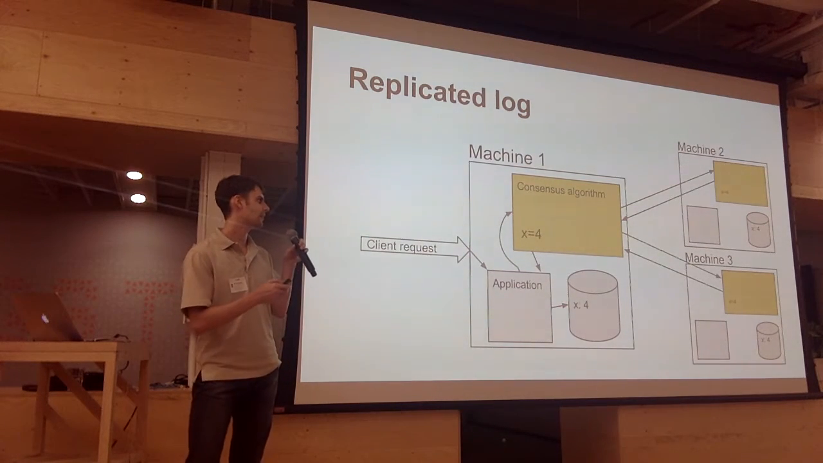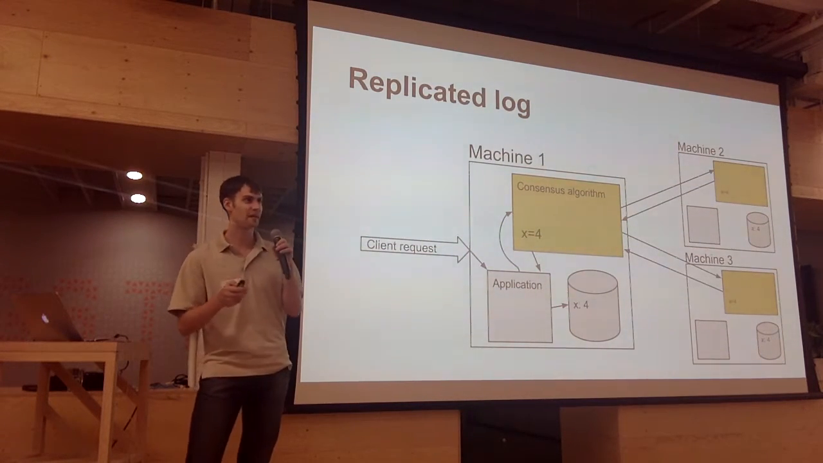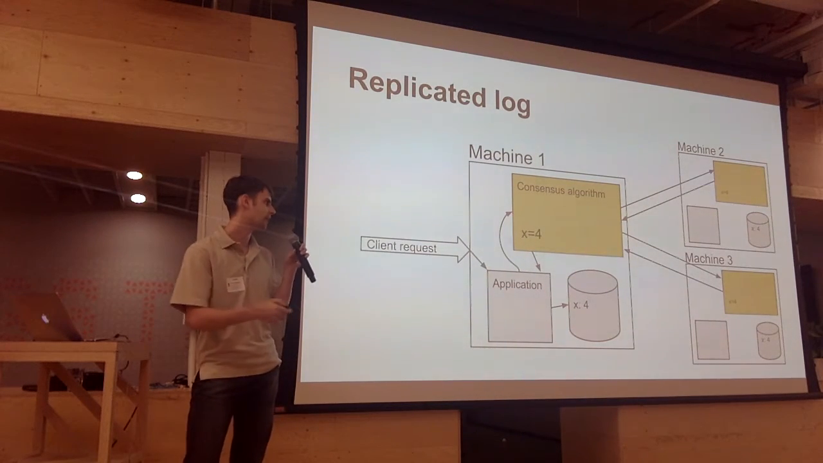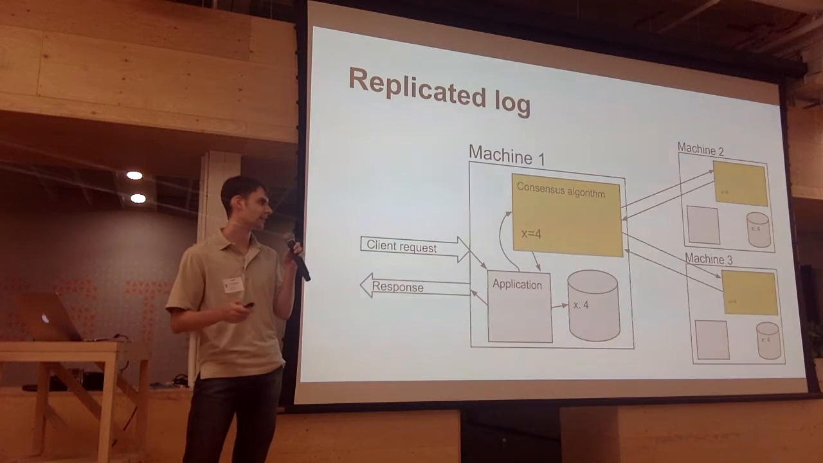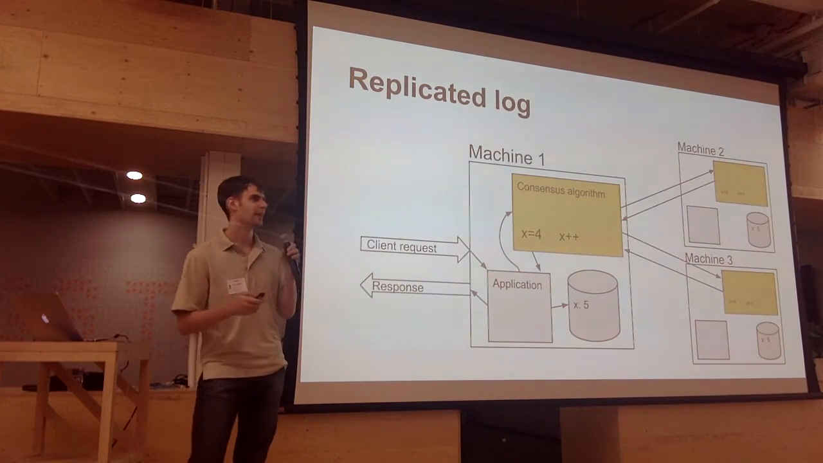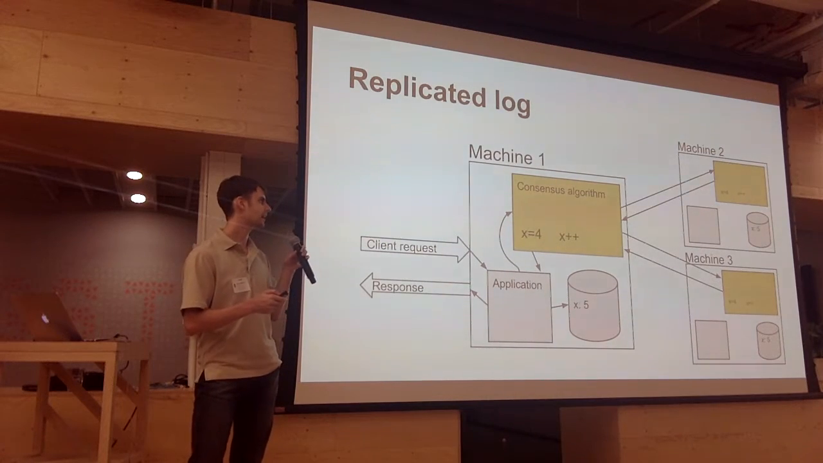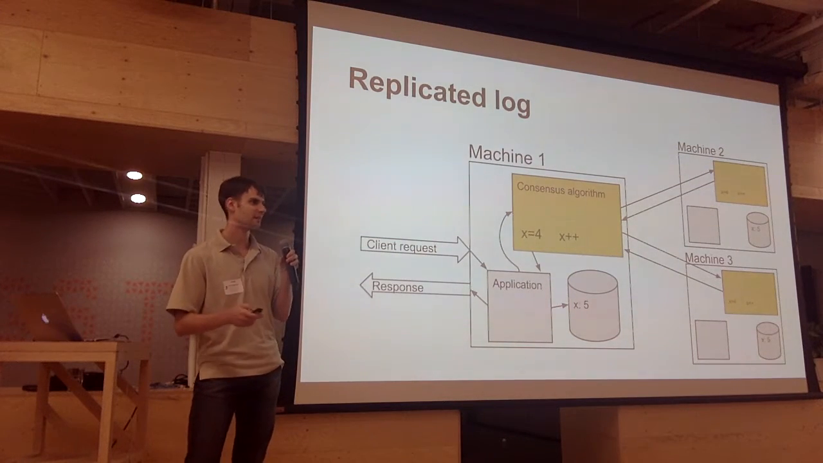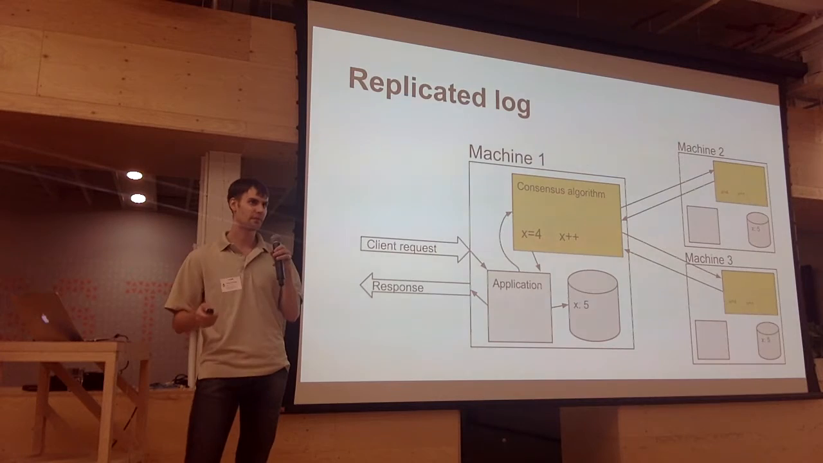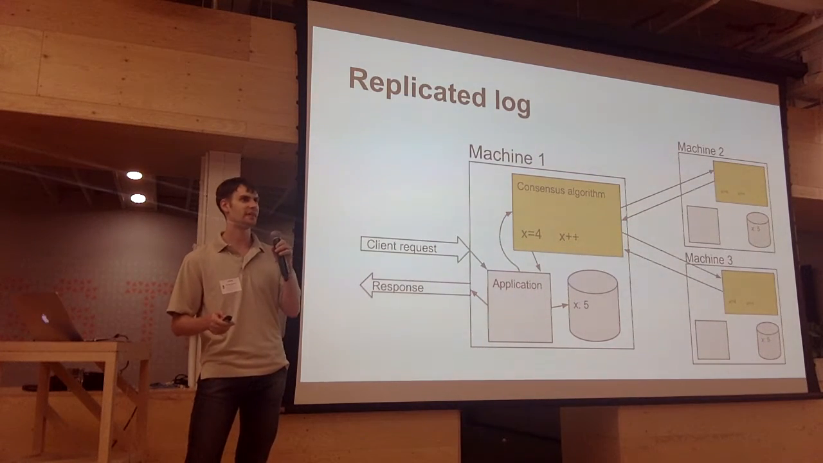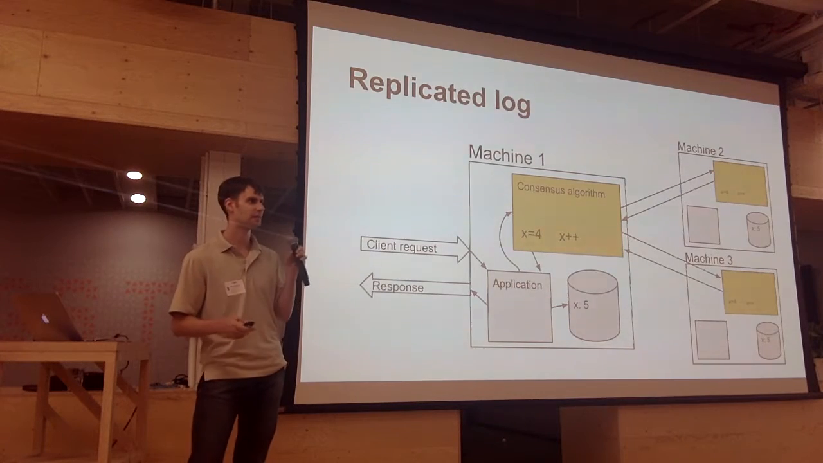So once the consensus algorithm tells you that you can act on that operation, you do that, you write it out, and you respond back to the client. And if more operations come in, you can add them. The guarantee that the replicated log gives you is that all of these operations are going to be in the same order on all the machines. So you never have one machine see x equals 4, followed by x plus plus, and a different machine see x plus plus, followed by x equals 4.